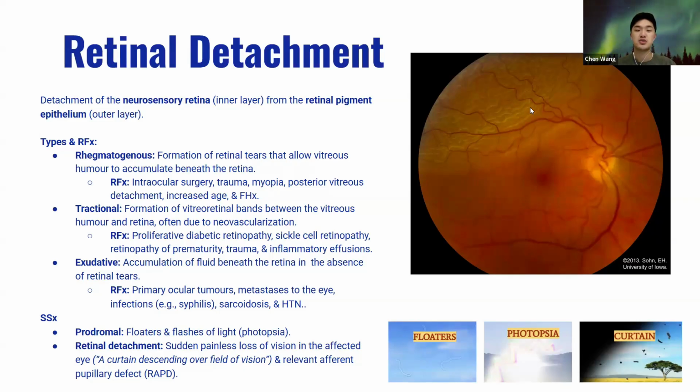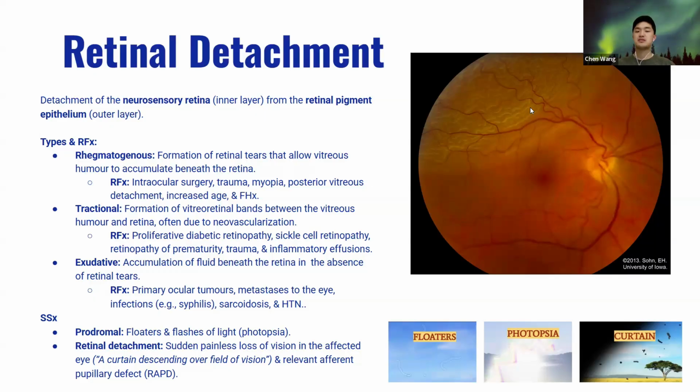There's rhegmatogenous, which is usually caused by a tear in the retina. And if you think about it, the retina is in direct contact with the vitreous humor. So the humor can leak in and accumulate beneath the retina, causing it to detach. The main culprits are increasing age and past ophthalmic surgery.